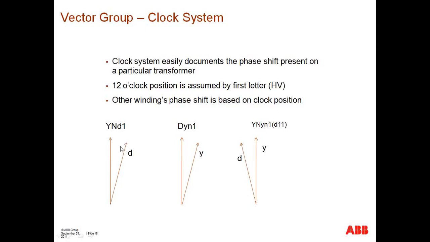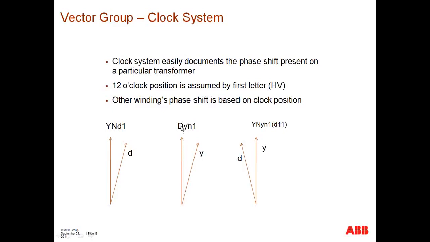In this case, 1 o'clock being 30 degrees lagging the 12 o'clock position. In this particular transformer, the high voltage Y winding is leading the low voltage delta winding by 30 degrees.